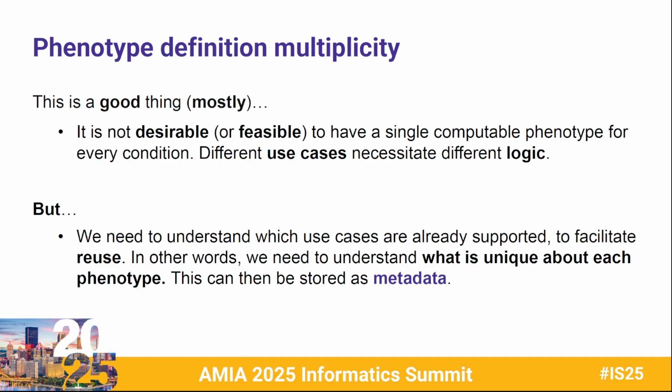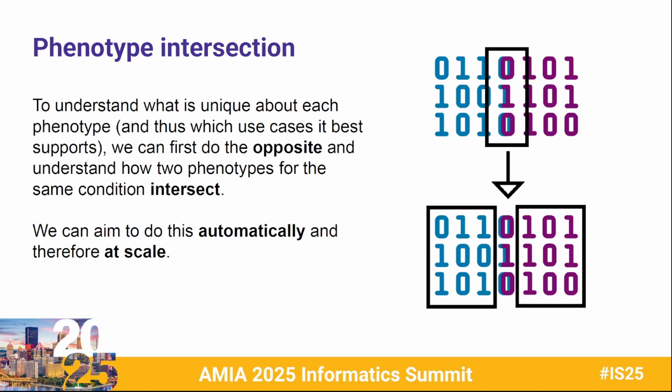We can flip this around and say that what we need to do is to understand what is unique about each phenotype. Because again, if we understand what's unique about each phenotype, we can understand which use cases it best supports. And then what we can do in turn is take this information and store it as metadata against these phenotypes in these libraries to make this available to researchers. So this is the situation that we want to move towards, or we started to try and move towards in this work. So how do we identify what's unique about each phenotype?